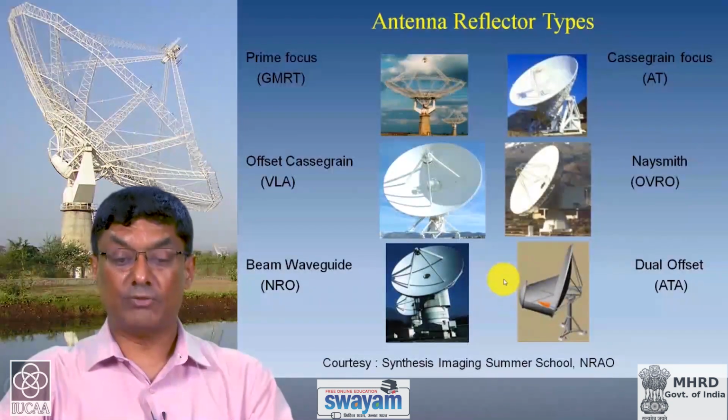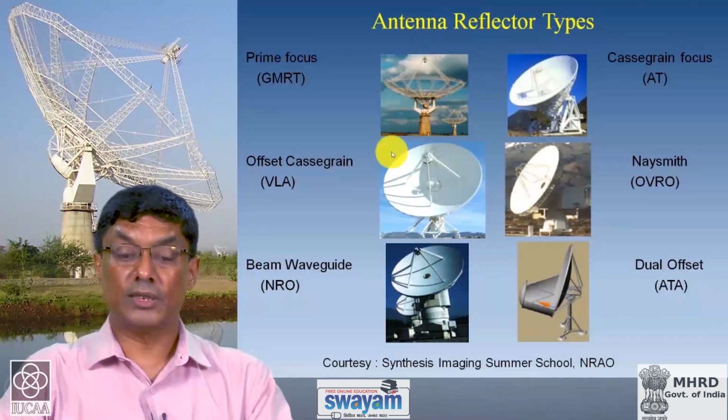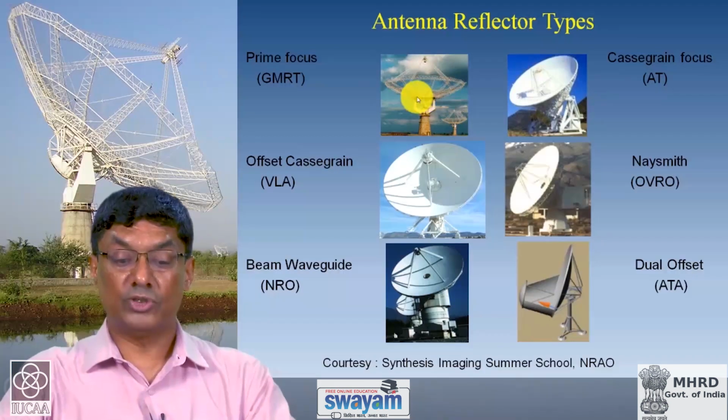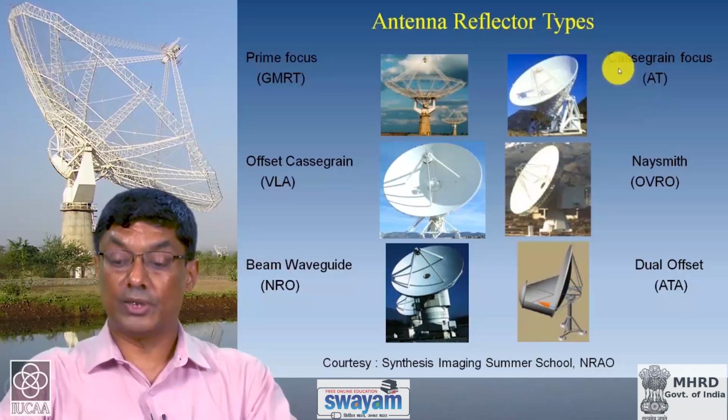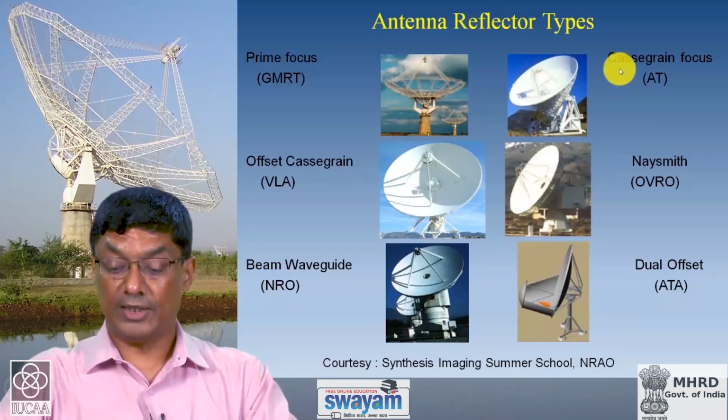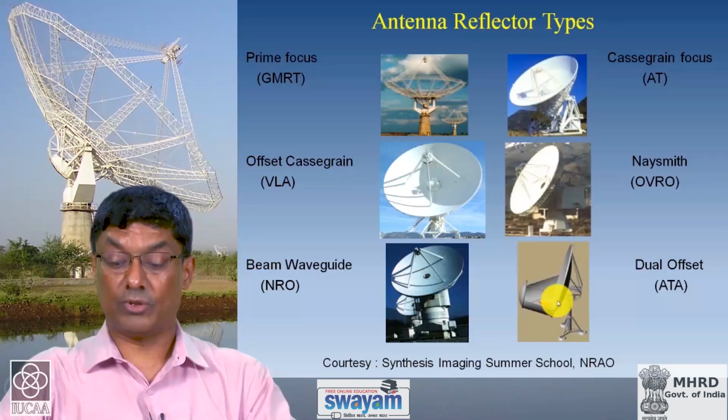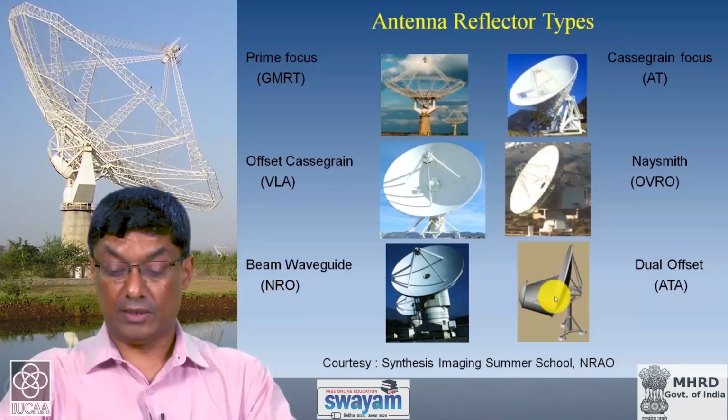And here are actual real examples of antennas which follow these different ideas. So, our own GMRT antenna is a prime focus, and then the other examples of telescopes around the world with the different arrangements, and here is an example of the offset parabola.